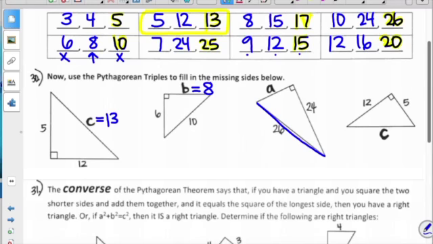So that would be this one, hypotenuse of 26, a leg of 24, so our other leg is going to be 10. So A equals 10. Okay, and then you guys are going to do this last one. It is a 5, 12 for our legs. Figure out what the hypotenuse is.